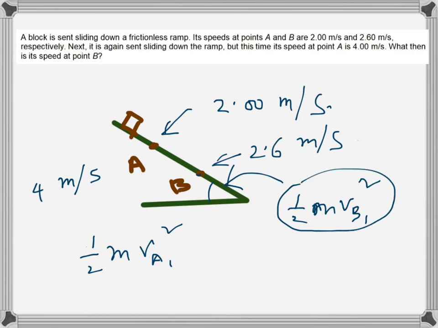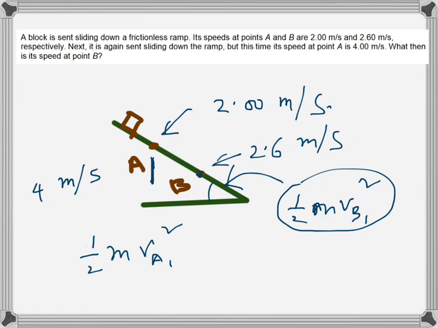So kinetic energy at point B is greater than at point A, because point A is at a higher height than point B, this much. When it has moved from point A to B, the potential energy corresponding to this height is converted into kinetic energy. So it has less potential energy at point B than at point A, and that lost potential energy has been converted into kinetic energy. No other energy is lost, because the ramp is frictionless.